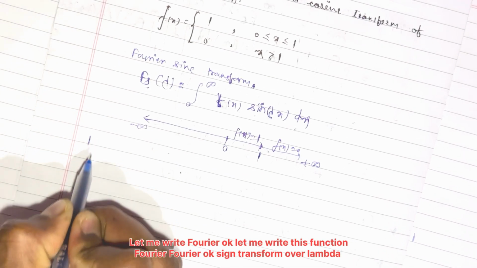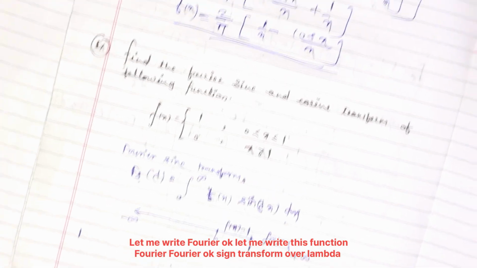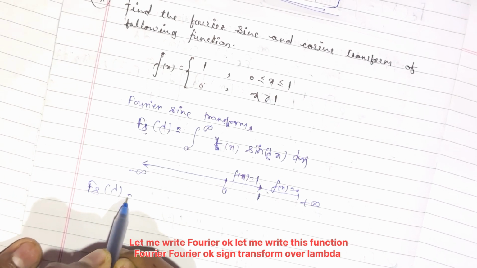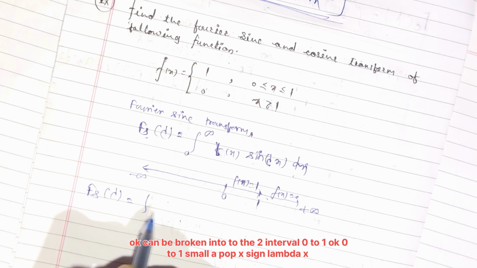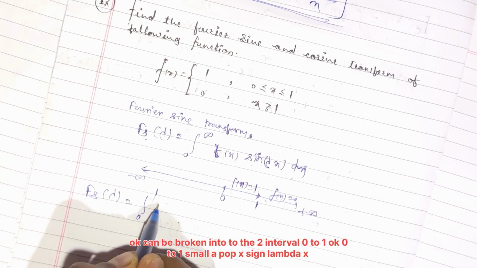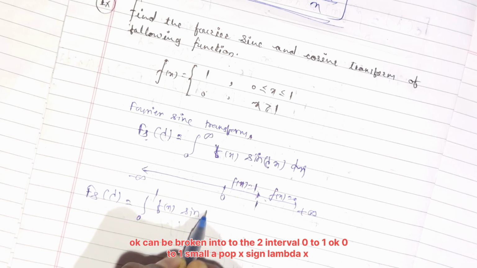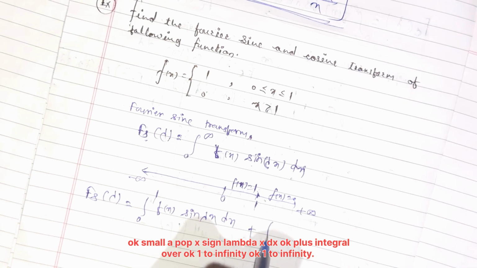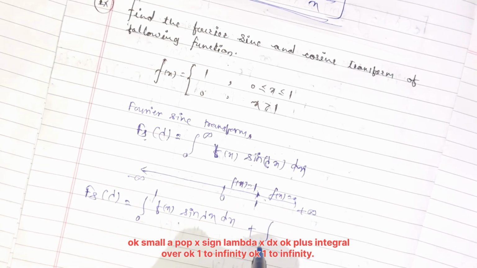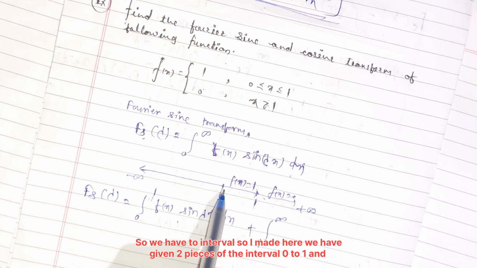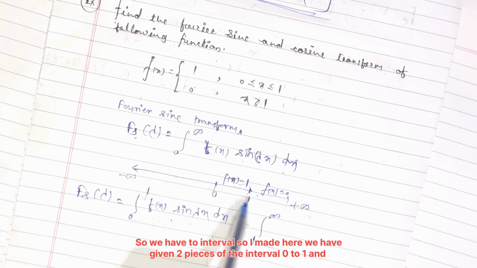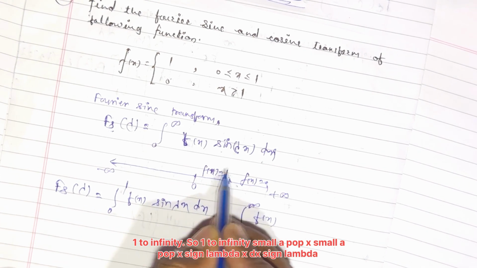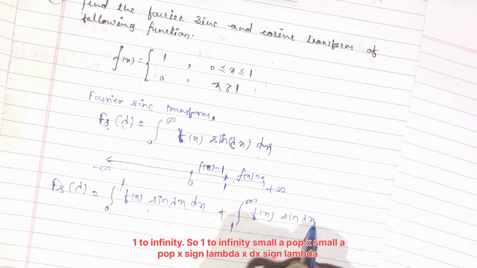Let me write this function. The Fourier sine transform over lambda can be broken into the two intervals: the integral from 0 to 1 of small f of x sine lambda x dx, plus the integral from 1 to infinity of small f of x sine lambda x dx. We have two pieces, 0 to 1 and 1 to infinity.